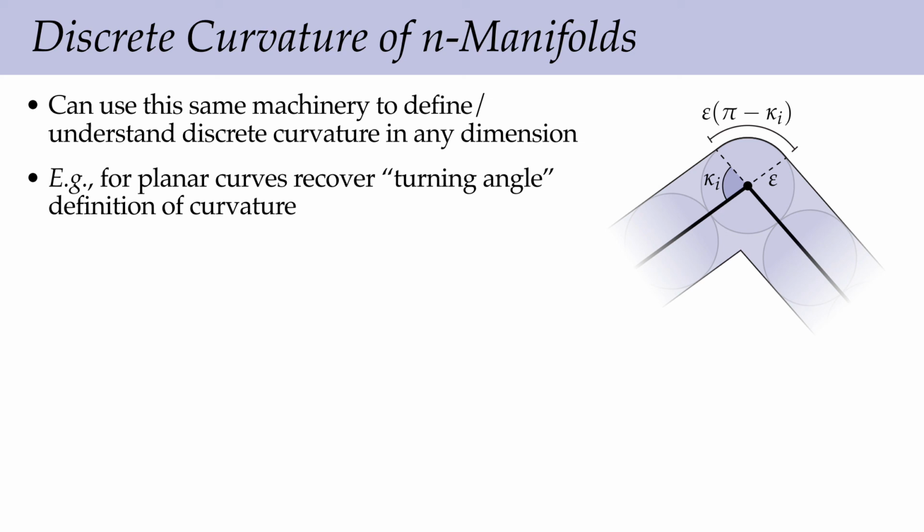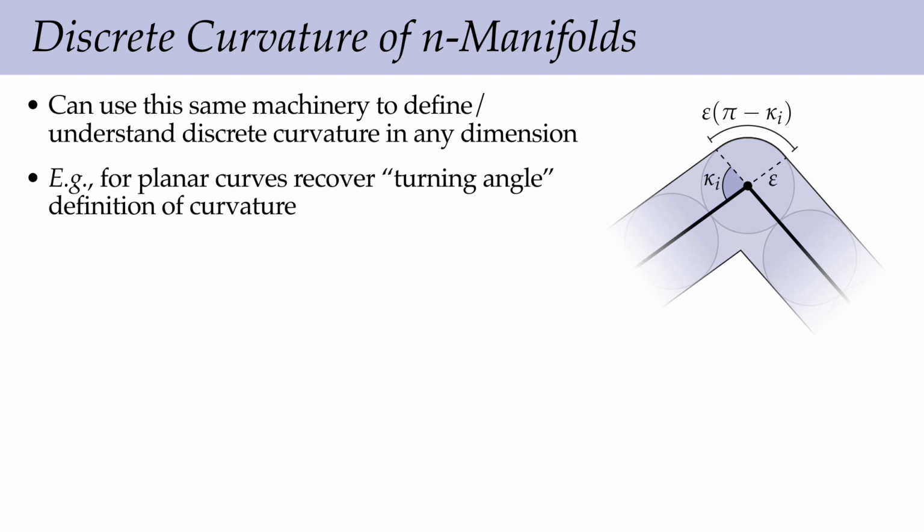If you take a polygonal curve and thicken it with a ball, then the curvature of this smoothed out curve shows up really only at the vertices, and the quantity that you get is related to this exterior angle kappa, which was one of our notions of discrete curvature, the turning angle.